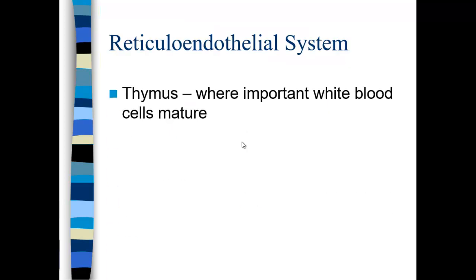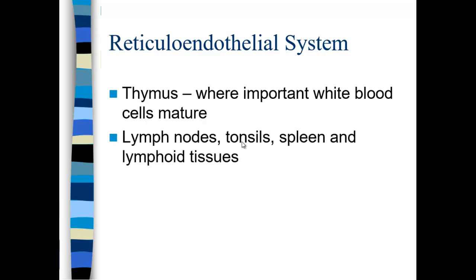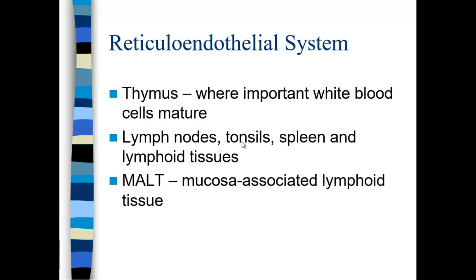Okay, so the reticuloendothelial system consists primarily of the thymus, and this is where important blood cells, white blood cells, mature. This is where you've got T cells. T stands for thymus. B stands for blood. So T cells are maturing in this particular region. Also, the reticuloendothelial system exists in the lymph nodes, tonsils, spleen, and lymphoid tissues.